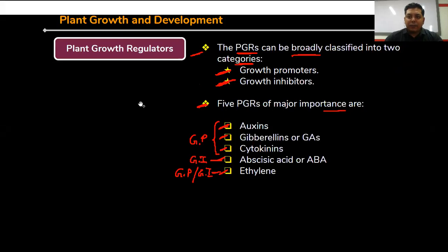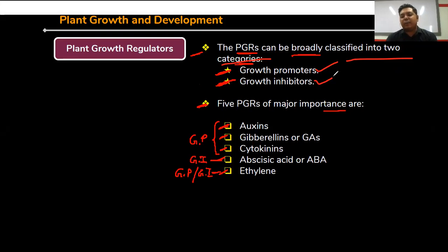Now, plant growth regulators in plants can be broadly classified into two categories. Some plant growth regulators are involved in promoting growth. They are known as growth promoters, and some plant growth regulators inhibit plant growth. They are known as plant growth inhibitors. Clear? So there are two types of growth regulators found in plants.